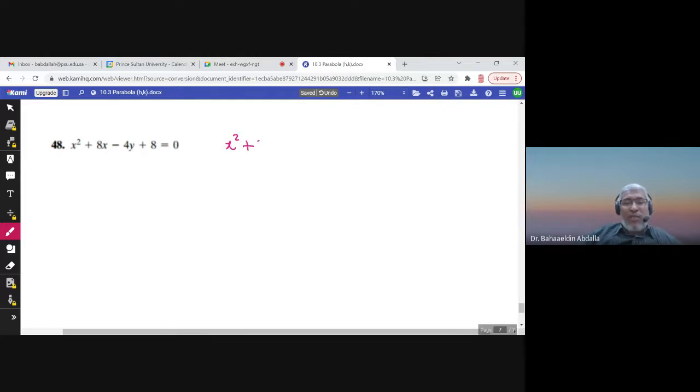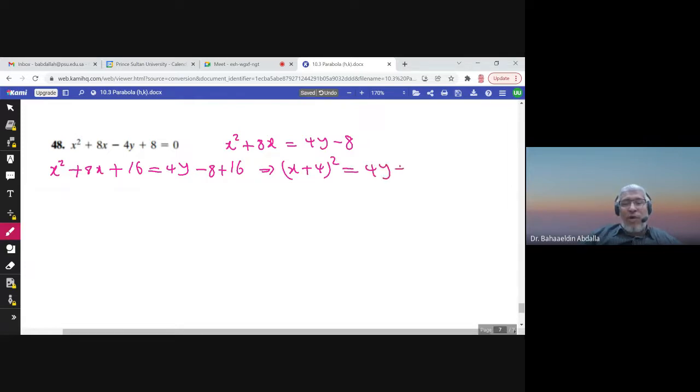X squared plus 8x, and I take 4y minus 8 to the other side. Now half of the coefficient of x is 4. Square it and add it to both sides. Minus 8 plus 16. So I have (x + 4) squared equals 4y plus 8. 16 minus 8 is 8. Take 4 as a common factor.